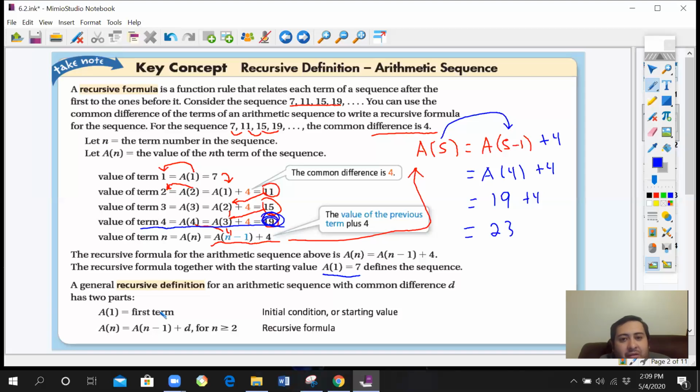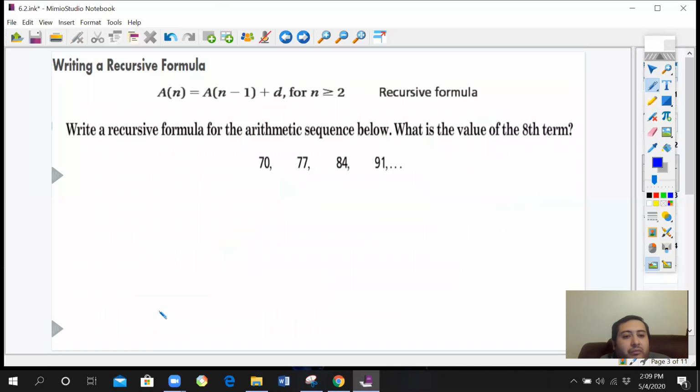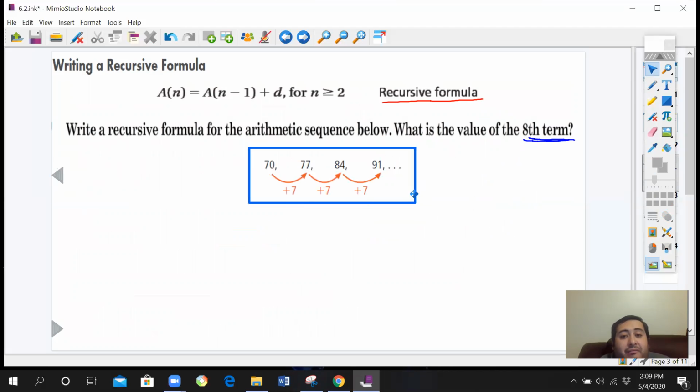So let's go ahead and practice some problems. Write the recursive formula for the arithmetic sequence below. What is the value of a term? All right, so we have our sequence provided to us. We notice that these numbers are increasing. They're increasing by 7.